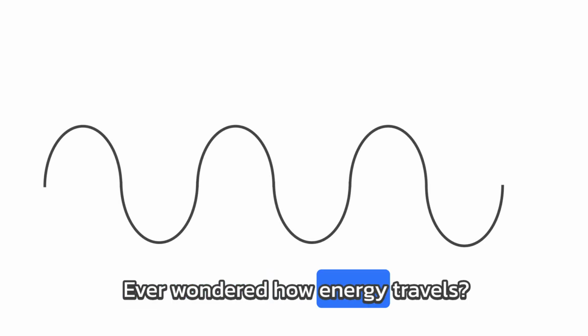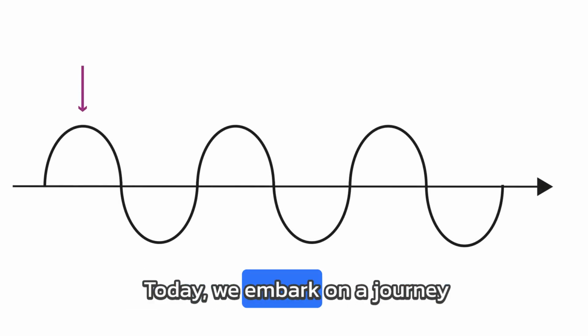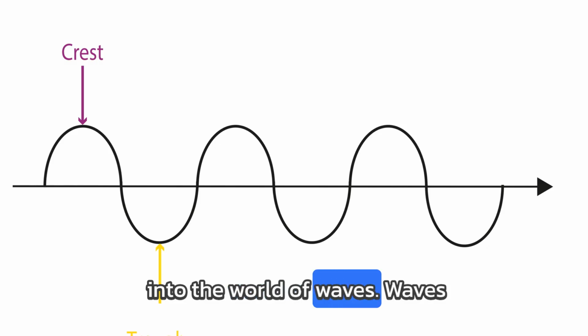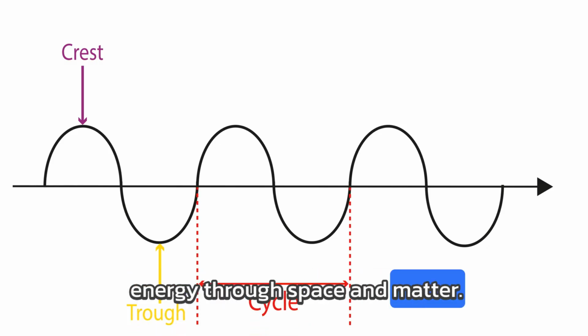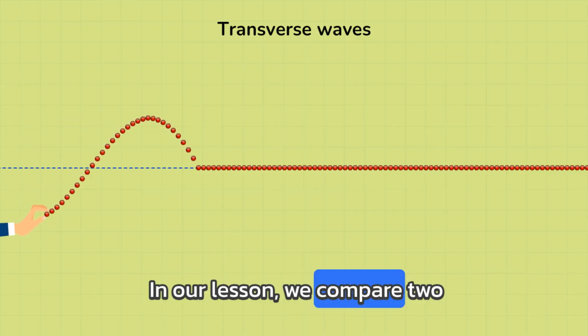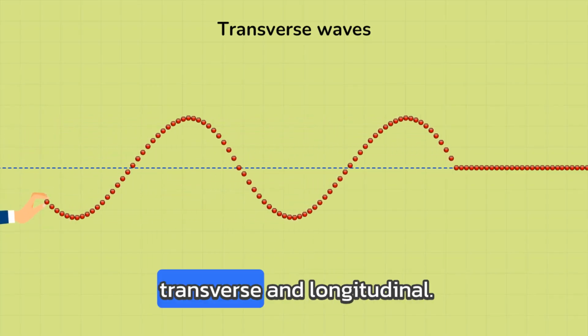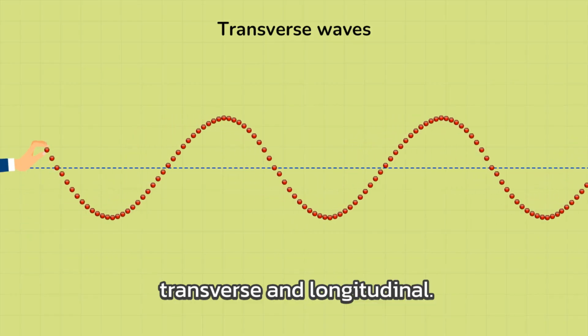Ever wondered how energy travels? Today, we embark on a journey into the world of waves. Waves are disturbances that transfer energy through space and matter. In our lesson, we compare two fundamental wave types, transverse and longitudinal.